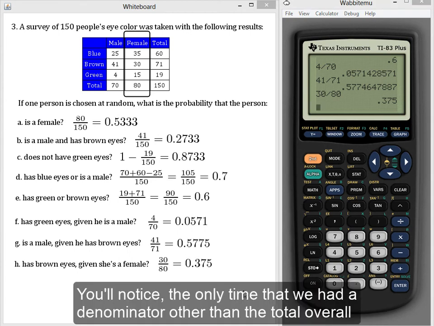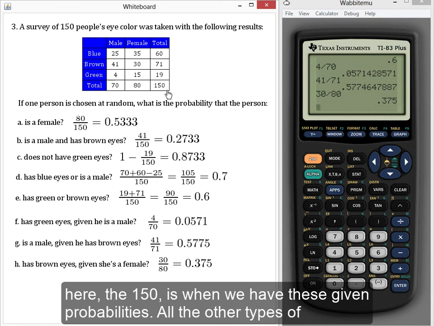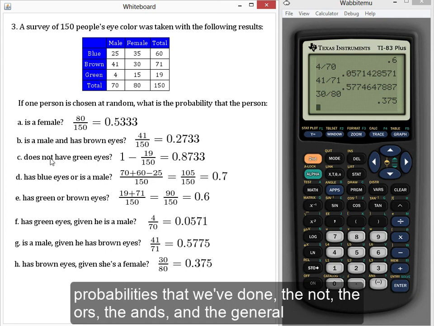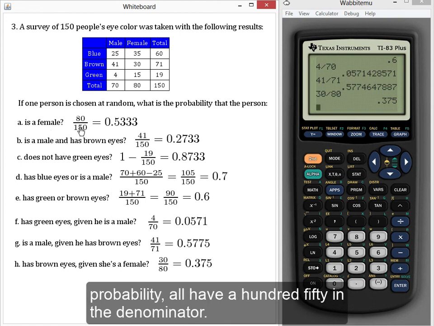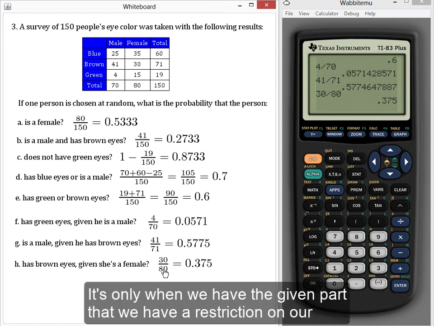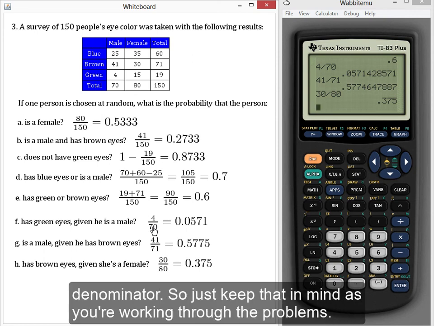If you'll notice, the only time that we had a denominator other than the total overall here, the 150, is when we have these given probabilities. All the other types of probabilities that we've done, the not, the ors, the ands, and just the general probability, all have 150 in their denominator. It's only when we have the given part that we have a restriction on our denominator. So just keep that in mind as you're working through the problems.